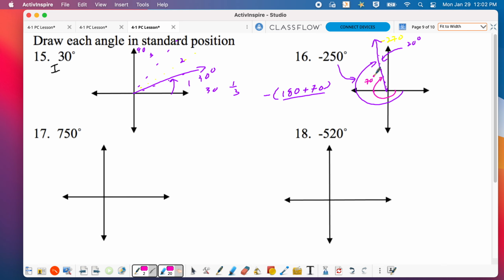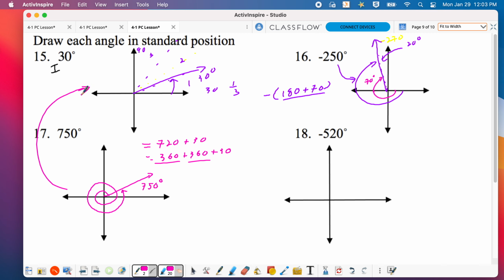All right, 750 degrees. This one's larger than my 360, so if I look at this, I can say 750 is 720 plus 30, where 720 is 360 plus 360. So what I'm going to do here is rotate around twice, which are my 2 360s. And then I'm going to rotate another 30 degrees, which is my 750, and it's the same 30 degrees that I drew up here. So I went about a third of the way. I didn't go halfway, I went about a third of the way.